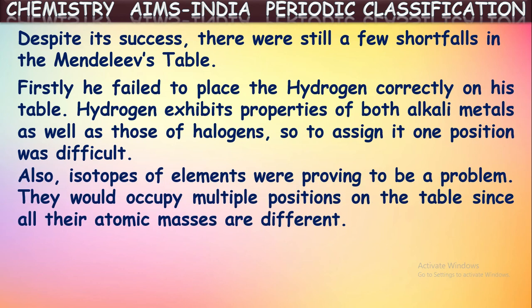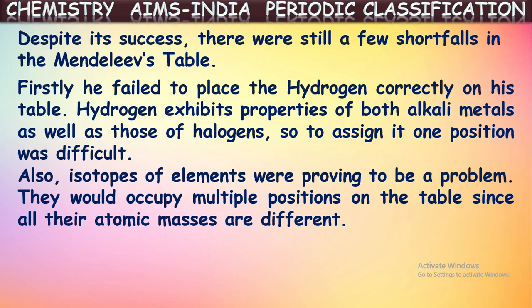Also, isotopes of elements proved to be a problem. After the discovery of isotopes, fitting them into the periodic table became a problem for him. What do we mean by isotopes? The elements which have the same atomic number but different mass numbers are called isotopes. For example, carbon has three isotopes: carbon 12, carbon 13, and carbon 14.